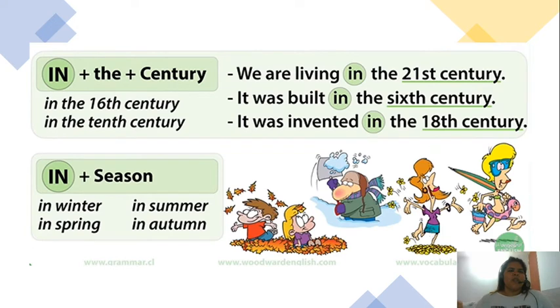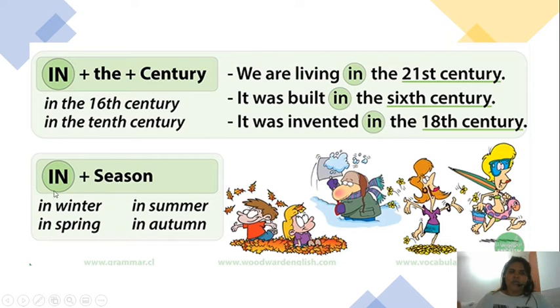Okay. Also, when we're talking about centuries, we use in. So, for example, in the 16th century, in the 10th century. Remember, when we are talking about a century, we also use ordinal numbers. Okay, here we have some examples. We are living in the 21st century. It was built in the 16th century. I'm sorry, in the 6th century. It was invented in the 18th century.